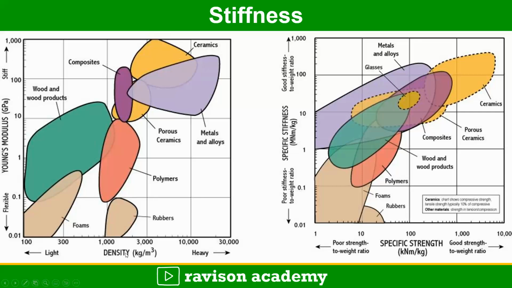Similarly, light density material, you can call it as lightweight material. And heavy density material, you can call it as a heavy material. So mostly the metals and ceramics fall under the heavy category. Composites and porous ceramics form the medium density category, and polymers and rubbers, some rubbers, and mostly the foams and wooden products come under the lightweight category.